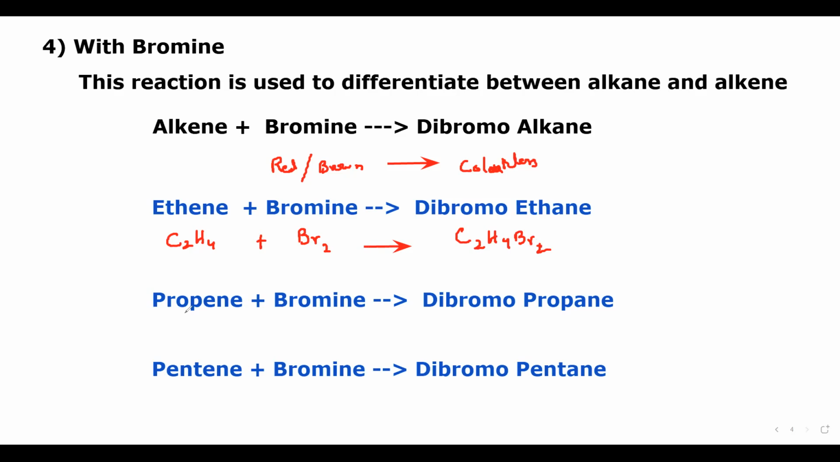So when I add all of them, it will become C2H4Br2. Propene, prop means 3 carbons, so C3 and H6. We add bromine, which is Br2. What will be the result? We just add them, so it will become C3H6Br2. Pentene, pent means 5 carbons, C5 and H10, plus bromine is Br2. When we add them, what will be the result? It will become C5H10Br2. So in addition reaction, all the particles combine together and they result in a formation of one large molecule. That's why we call this reaction an addition reaction.